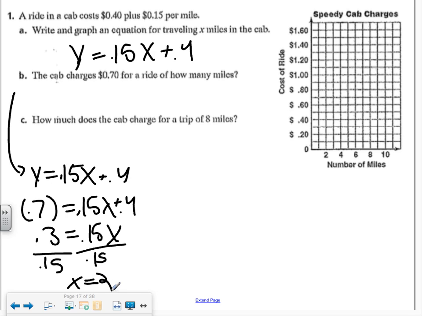Okay, we need to contextualize all these problems. So it's not good enough to just say the answer is 2. How many miles do you get? You get 2 miles.